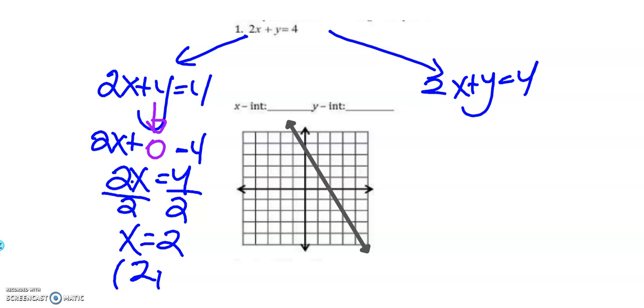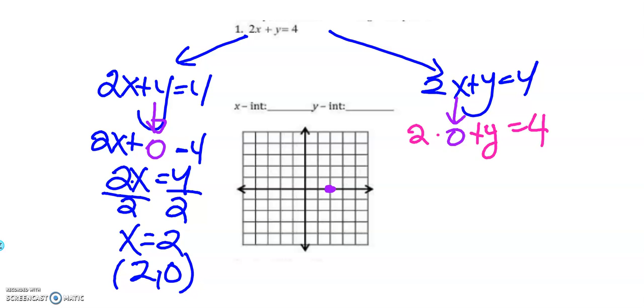Now remember, we're looking for an ordered pair. Oh shoot, I see that I've accidentally left a line here from before. Hold on, and I'll take that off. We're looking for an ordered pair, so we're going to go 2 over and 0 up and put our point down. Now let's find our y coordinate. Anywhere I see x, I'm going to use 0 instead. I have 2 times 0 plus y is equal to 4. And any number times 0 is 0. So I'm left with y is equal to 4. And my ordered pair is 0, 4. And I'm going to put a point at 0, 4.